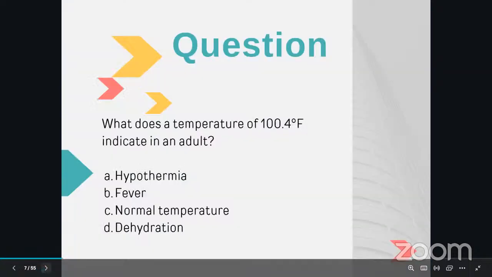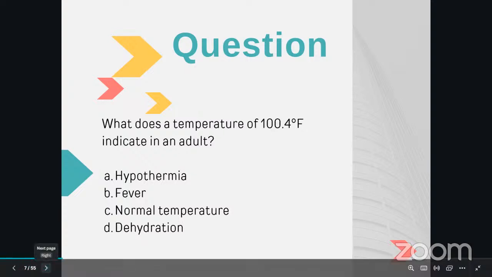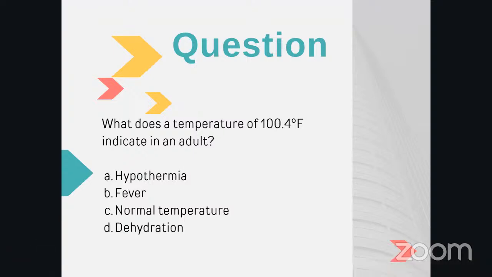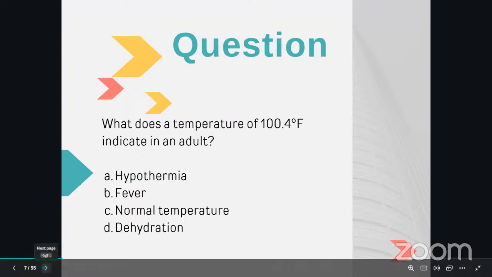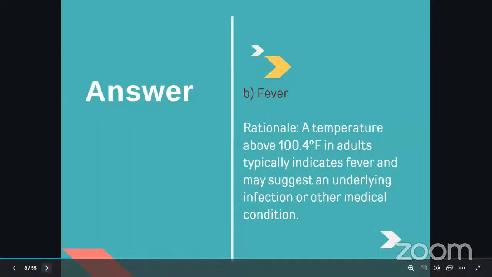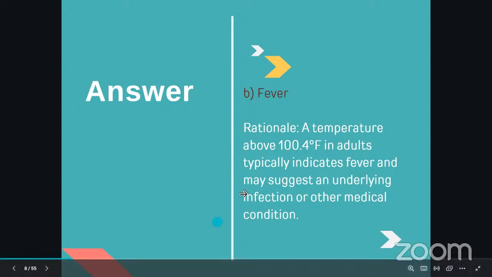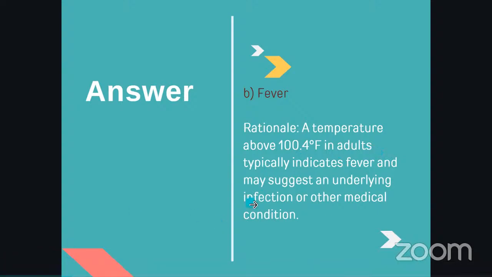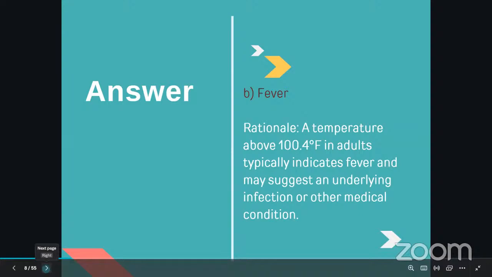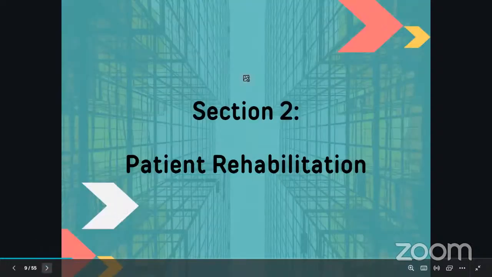Next question. What does a temperature of 100.4 indicate in an adult? Is it hypothermia, fever, normal temperature, or dehydration? What does a temperature of 100.4 indicate? Alrighty, we have B. Let's check our answer. It is correct, B. The rationale is a temperature of 100.4 typically indicates a low-grade fever, or it may suggest infection or something possibly occurring in the body, like an inflammatory process.